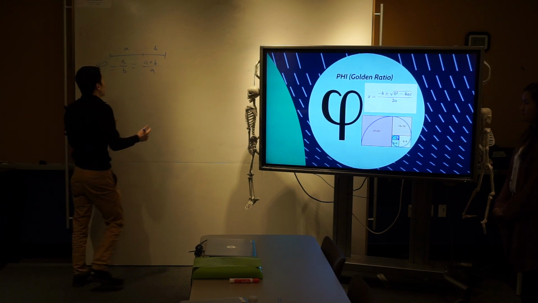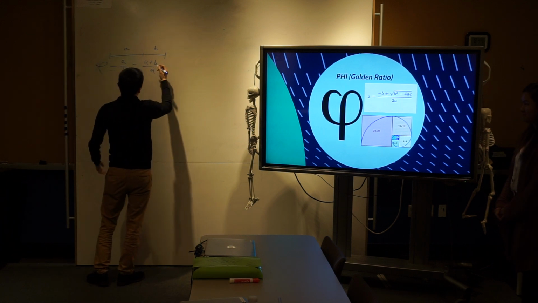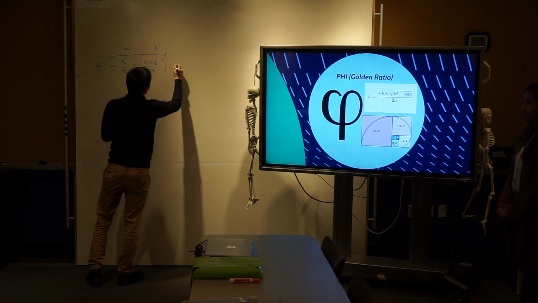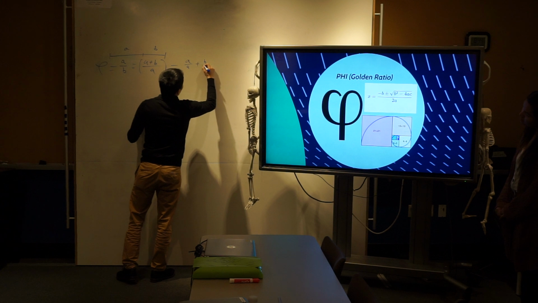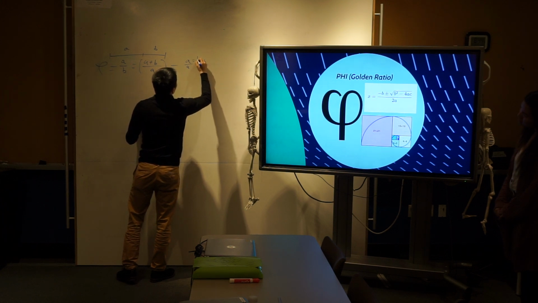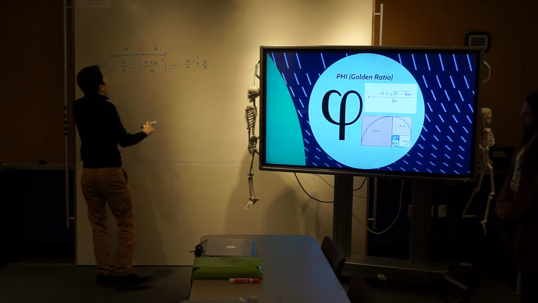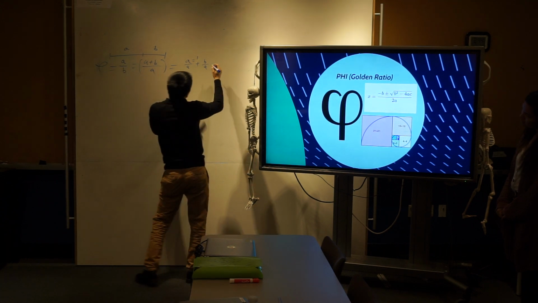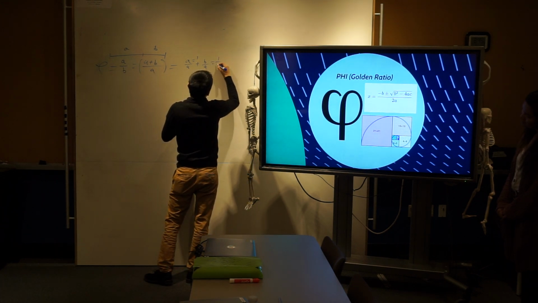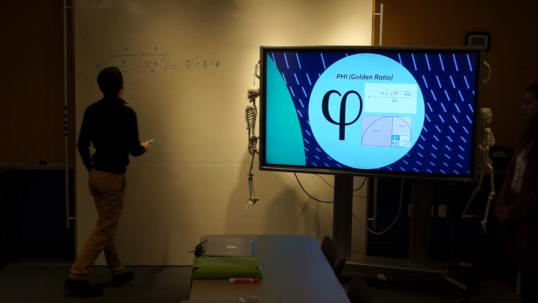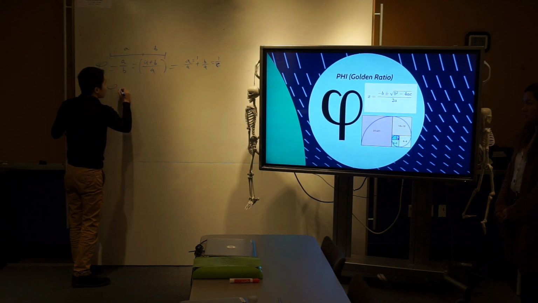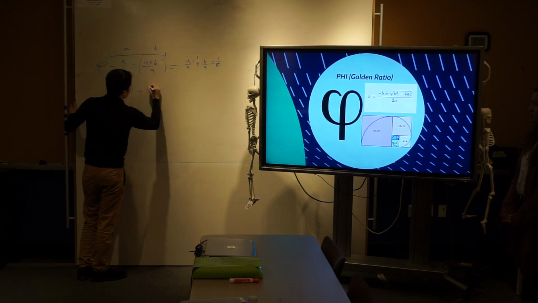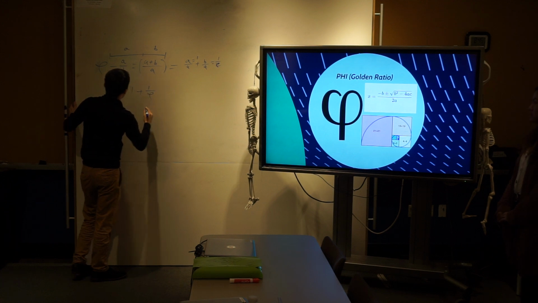To continue with the math, this equation is equal to A over A plus B over A, where A over A equals 1, and B over A is just the inverse of phi, which makes it 1 over phi. So phi would equal 1 plus 1 over phi.